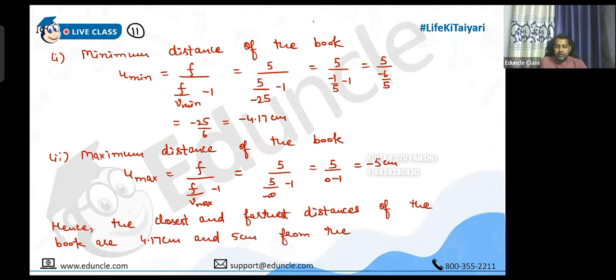So you can adjust the distance of the book from the magnifying glass between these two values. There is a margin of 0.83 centimeter.